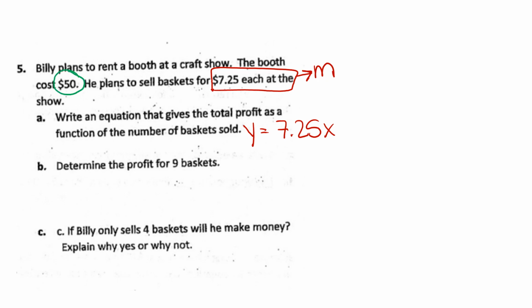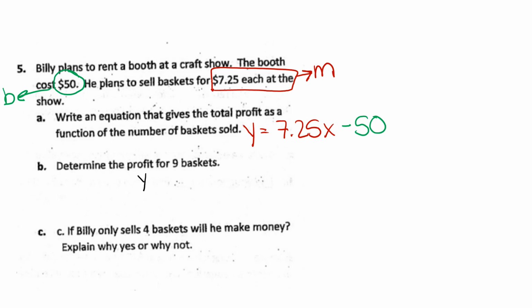Our initial value is going to be the $50 that he has to pay first. Now, this is going to be a negative 50 because Billy is paying money to get the booth, but he's making money with the 7.25. So that's why that is negative 50, because we are paying $50.